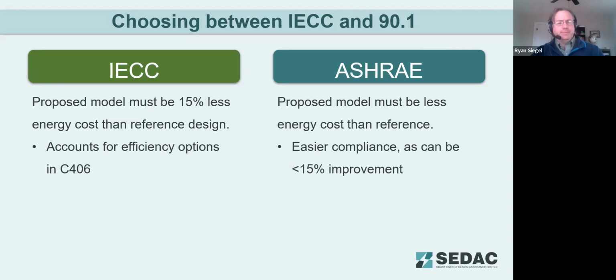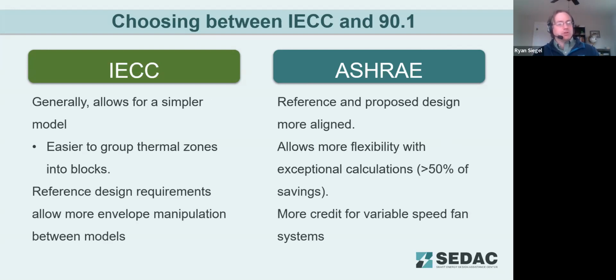So this is something where that 15% is not found over in Ashrae. The proposed model just needs to be less than the reference design. So if you think you're going to be on the bubble, and all you're trying to do is just squeak by the skin of your teeth, then maybe Ashrae might be a more likely path for you. With the Iecc, if I'm trying to provide good value, I might be over that 15% anyway. So that might lean you one direction or another.